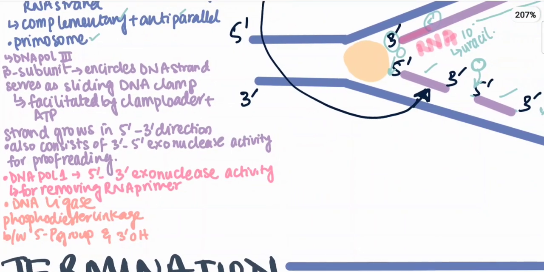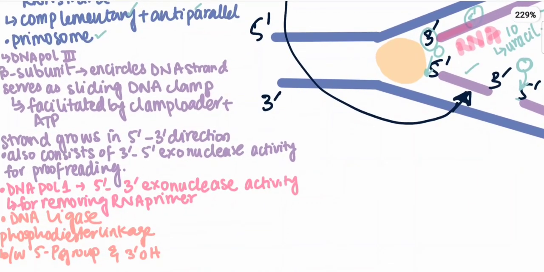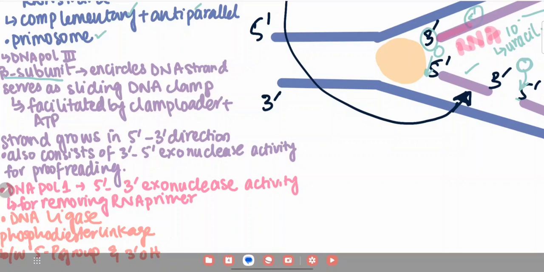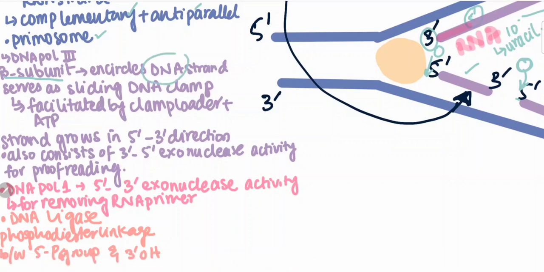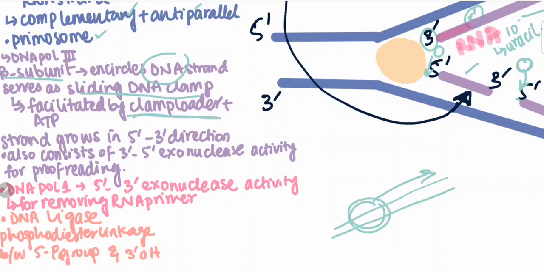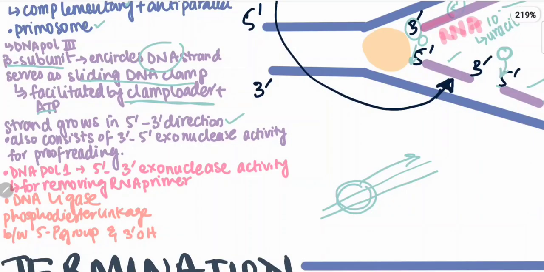Simple stuff. Now, the DNA polymerase 3, now we're going to talk about some other details of it. It has different subunits, but it has a beta subunit that is going to encircle the DNA. So this is the DNA molecule. It is going to 3D encircle the DNA molecule and then move on. So it is like a sliding DNA clamp. And this is facilitated by another protein called the clamp loader plus ATP. The strand is going to grow in the 5' to 3' direction.